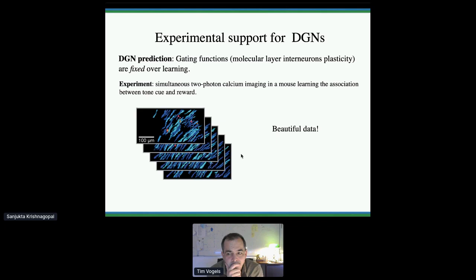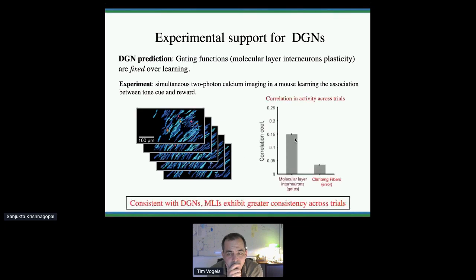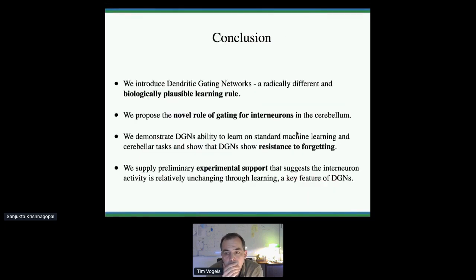As the mouse was learning over 125 trials, we tried to measure correlation in the activity of the molecular interneurons, which represent the gates, as well as these climbing fibers, which represent the error. And as you can see, as the mouse is learning, the error is down-correlated, but the gates are relatively quite highly correlated, which is a feature of the DGN. These gates remain unchanging. So these experimental results are quite consistent with our model.